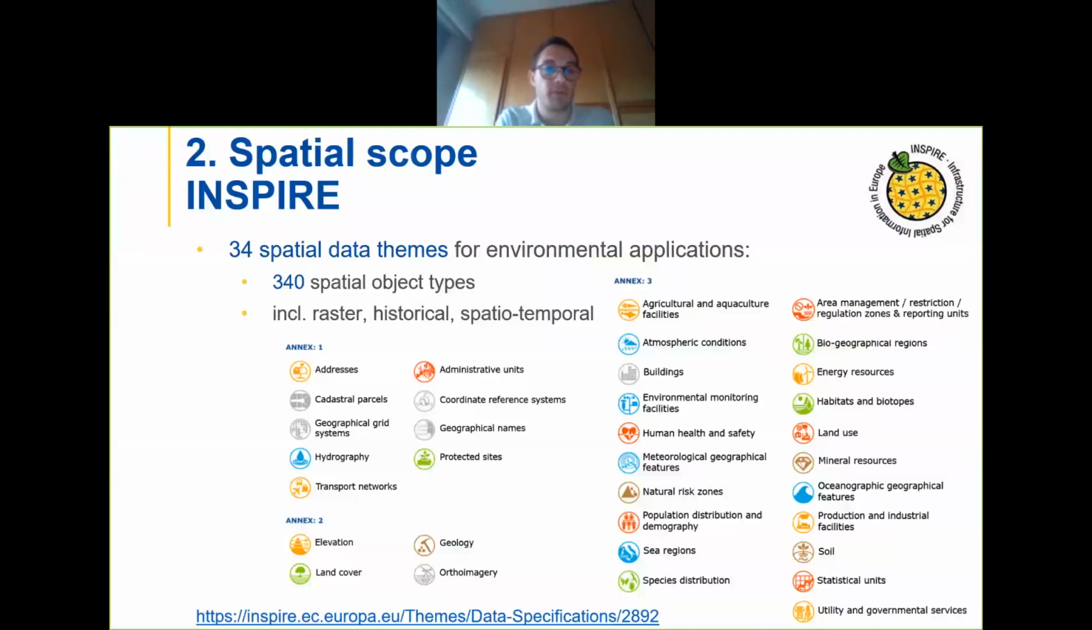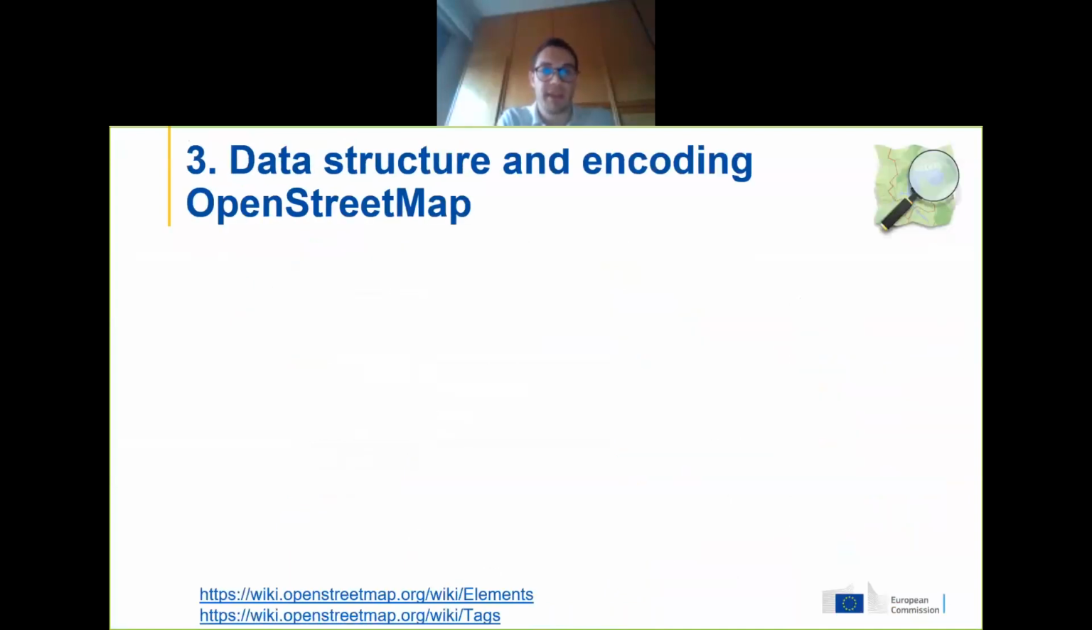And these 34 spatial data themes, for those that are less familiar with Inspire, are classified into 3 annexes. Annexes because they are the annexes to the directive. Annex 1 and Annex 2 include baseline information. Annex 3 includes more domain-specific information.